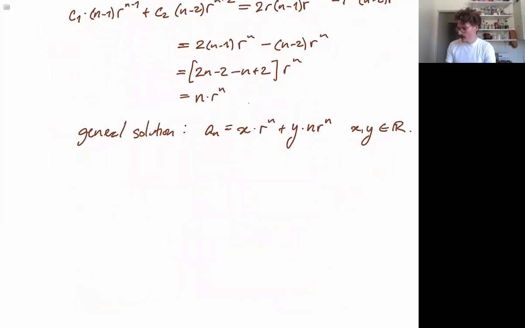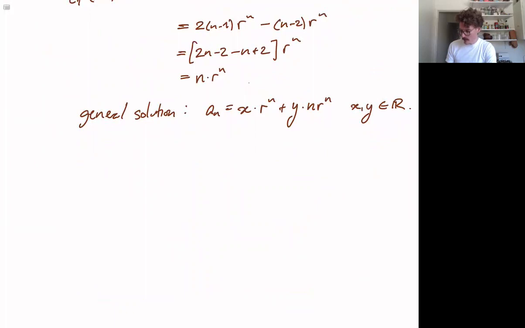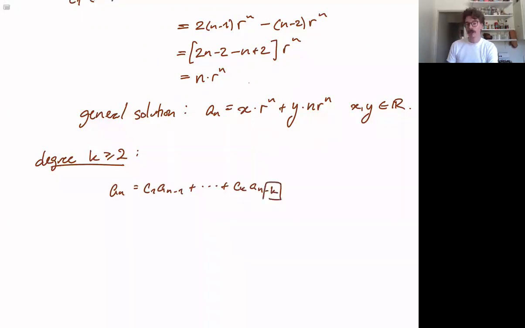Another more general direction is degree k, 2 or larger. So we were dealing with the case k equal to 2, but what if it is bigger than 2? So now our equation looks like a_n equals c1 a_(n-1) plus a bunch of terms down to ck a_(n-k). So this is the last one, so it's degree k.